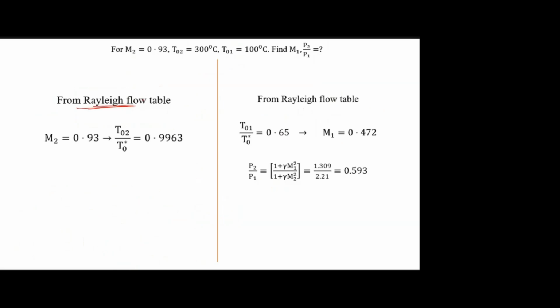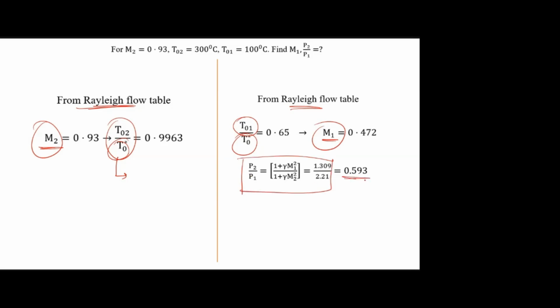So first they are going to the Rayleigh table. For the Mach number, they are finding T02. From that you can find T0 star. Once you know T01 and T0 star, you can find the ratio. Again, using the Rayleigh table, you can find M1. And once you know M1 and M2, manually they are substituting and finding it.